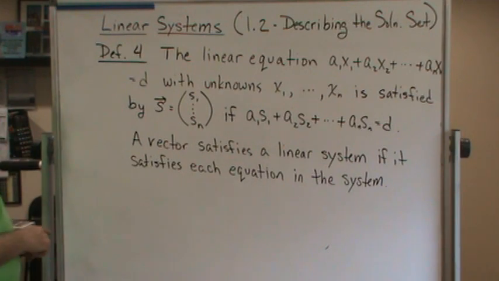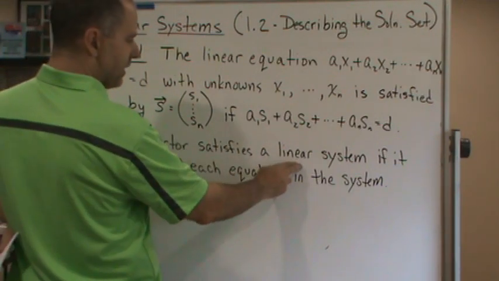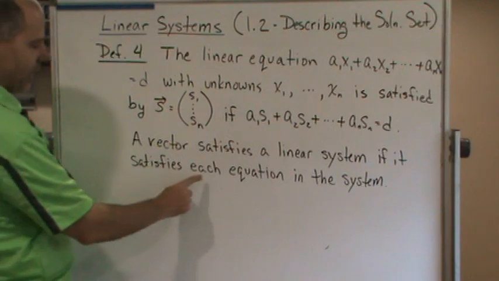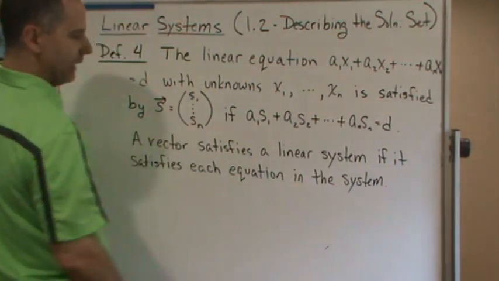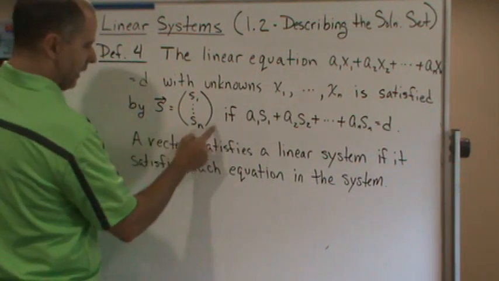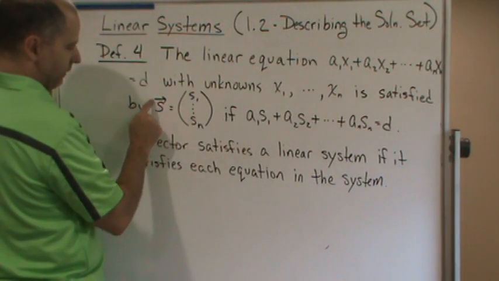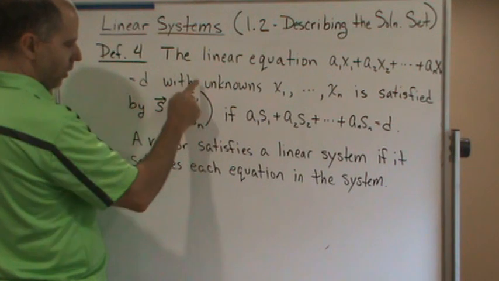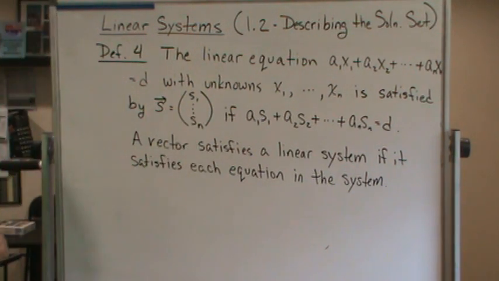Now, a vector satisfies a linear system if it satisfies each equation in the system. Okay, so the only difference is now we're dealing with this vector notation where the vector s represents all of these numbers, and you can look at it as like an ordered n tuple, right? We talked about n tuples, s1 through s of n. Okay, so now we're changing a little bit. We're looking at it from the point of view of a vector.